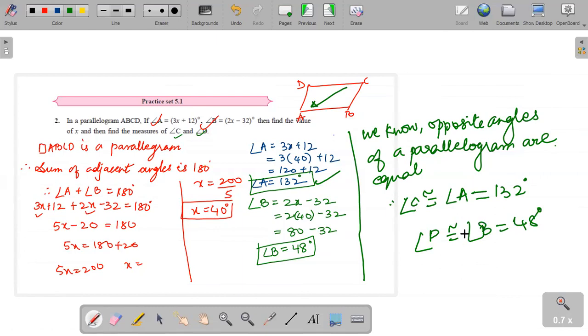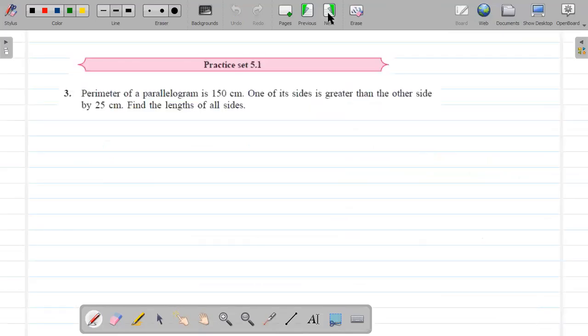That's how we find the two given angles using the property that the sum of adjacent angles is 180 degrees, and the opposite angles are always equal. That's how we solve this type of question, and it's an important question. Yes, you can expect this in the exam. All right, moving on to next.